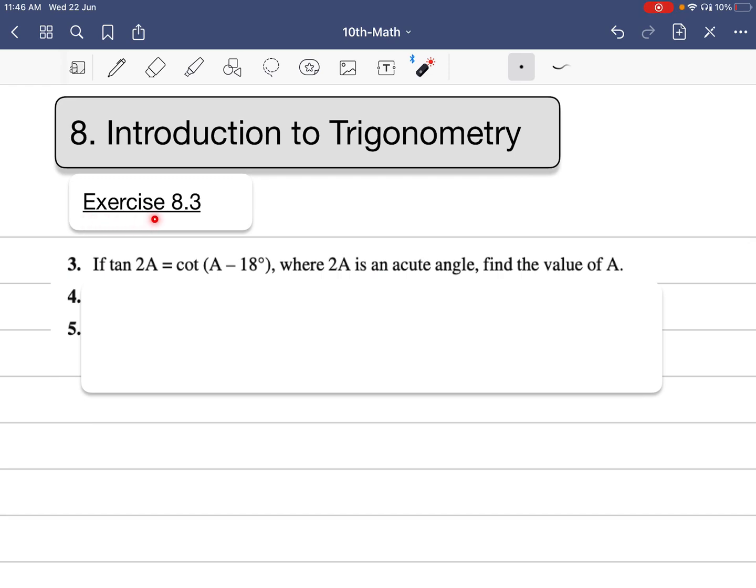So in this video, we are going to see problems from exercise 8.3. There are three problems: problem number 3, problem number 4, problem number 5. All of these three are quite similar to each other, so we'll see them one after the other. Let's start with problem number 3.